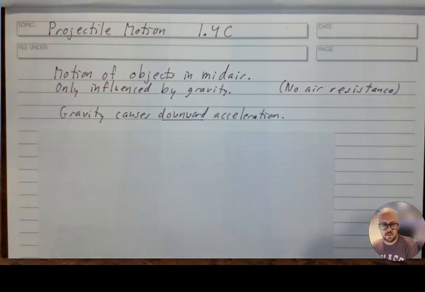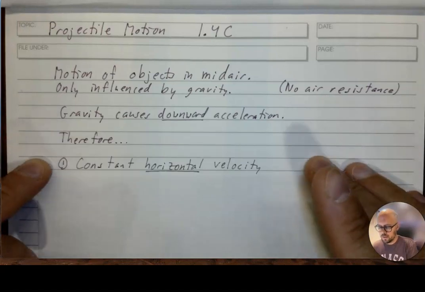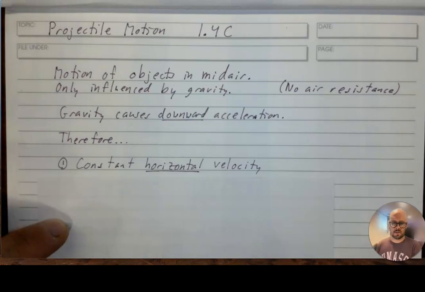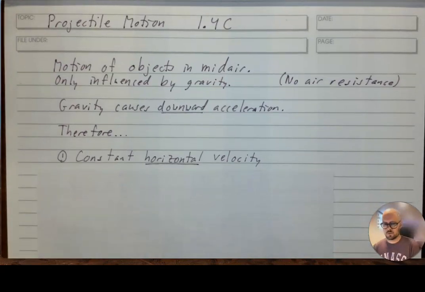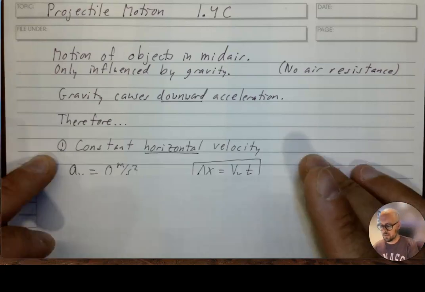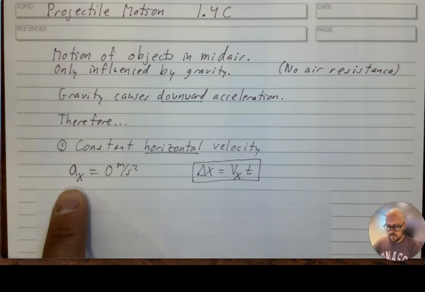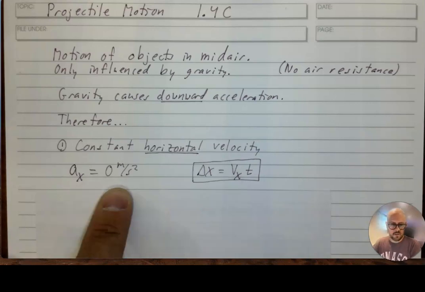So, the main idea here is that gravity causes downward acceleration, and because of that we can make three conclusions. The first conclusion is that a projectile has constant horizontal velocity. So its motion in the horizontal direction is constant velocity. Constant velocity arises because the acceleration in that direction is zero.